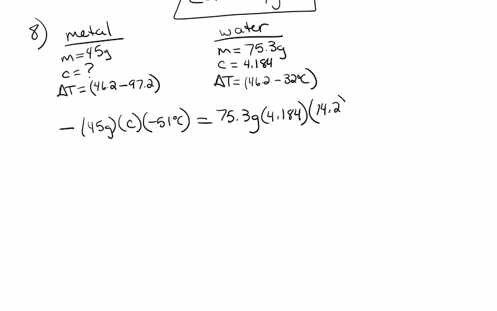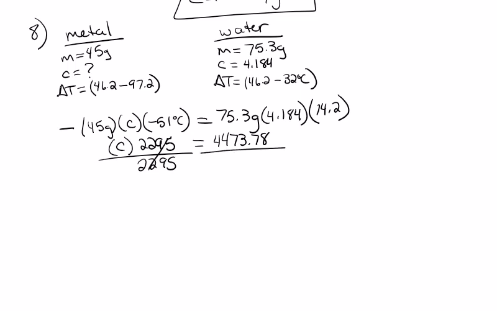is a positive 14.2. Okay, when I do the math on this side, I get 4,473.78. Over here, I get C times 2295. Divide both sides by 2,295. Cancels it out over here. And our specific heat capacity for this particular rock is somewhere around 1.95 joules per gram degrees Celsius.